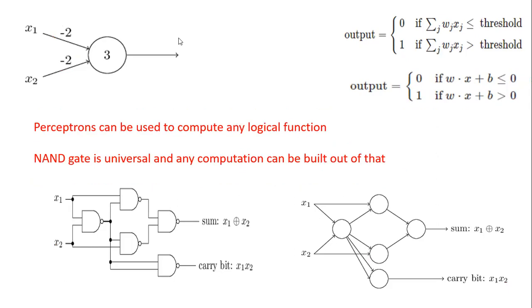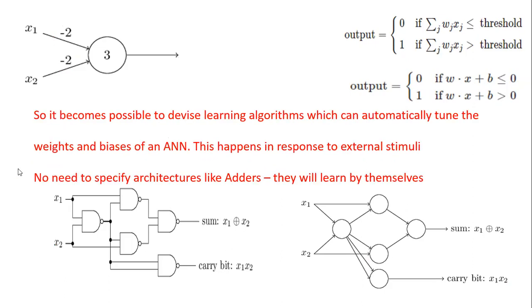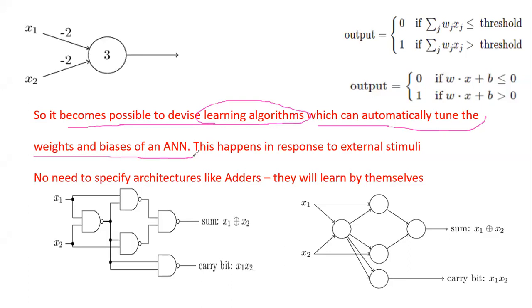So now you see where it came from. The perceptron was being used for designing logical gates and all the functions related to that. But when this happened, people realized that it is now possible to devise learning algorithms, remark this word, which can automatically tune the weights and biases of an ANN, and that was not there in the days of the perceptron. Can anyone tell me why? Sir, backprop was not there earlier.